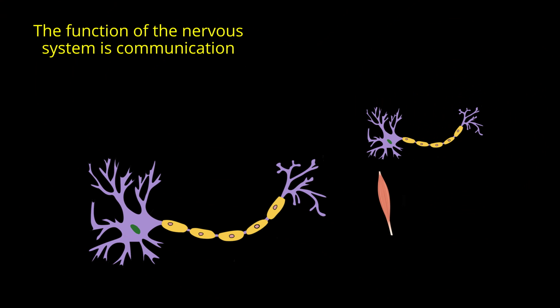The function of the nervous system is communication. The neuron receives input at its dendrites. If it's appropriate, the neuron sends an action potential down its axon, which causes the release of neurotransmitters that will influence the behavior of target cells. So the output of a neuron is pretty simple. It's either on or off.